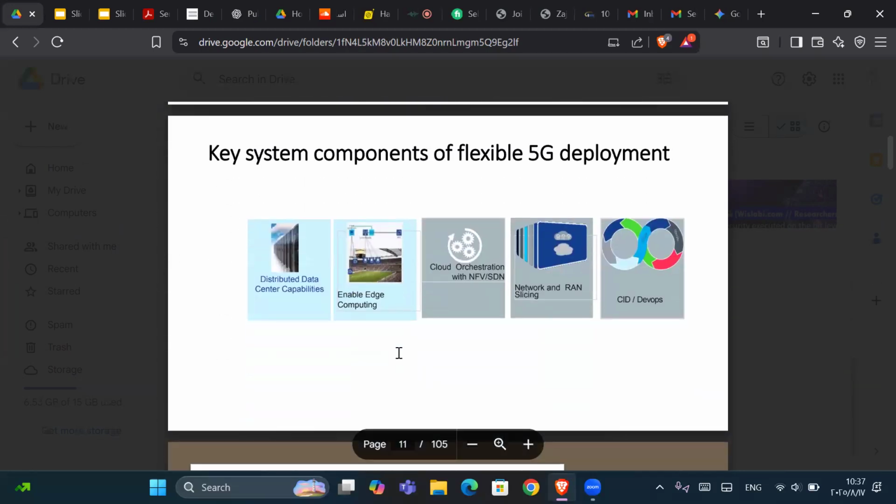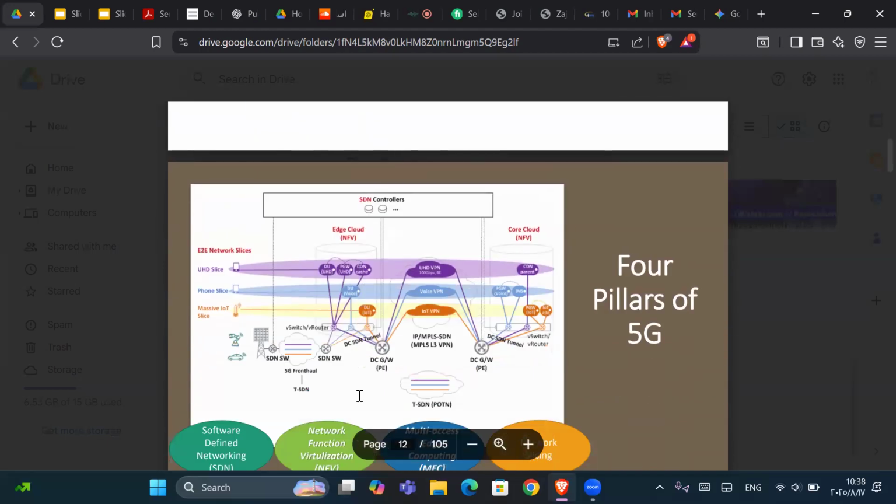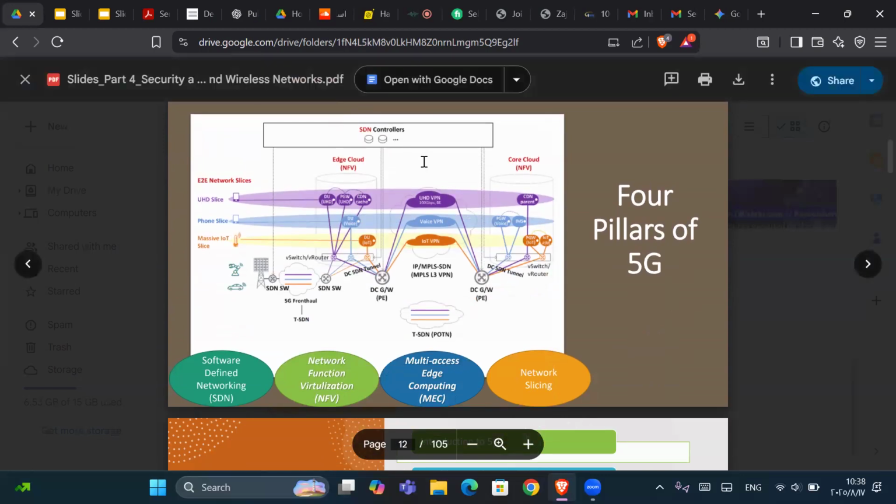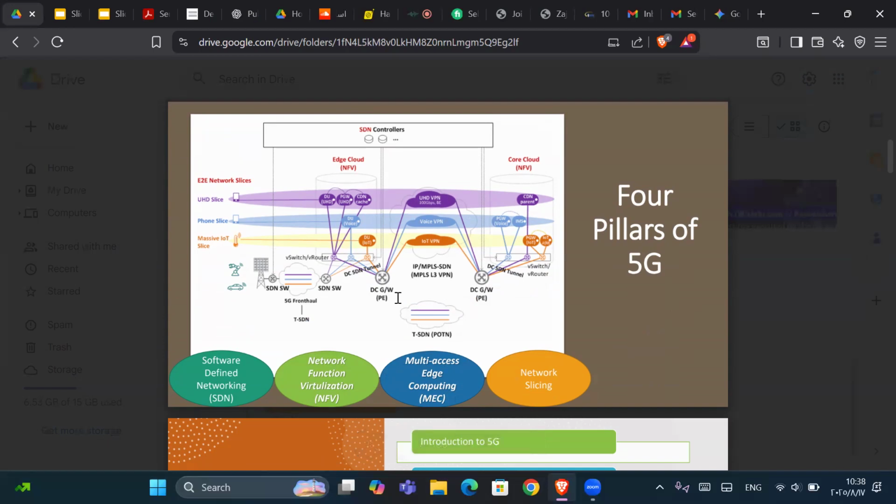Key system components of flexible 5G deployment. We have distributed data center capabilities. We enable edge computing, cloud orchestration with NFV, SDN, network and RAN slicing, and CI/CD DevOps. And we have the SDN controller, which is a centralized server that controls the components in the network remotely.